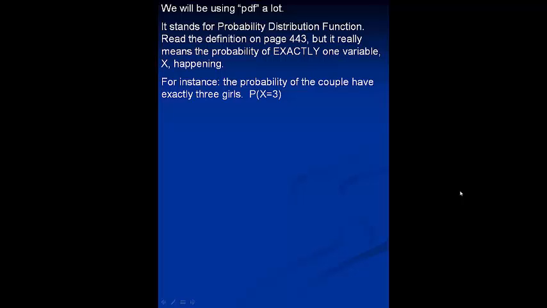Almost always, not always, but almost always, you'll see the word "exactly" in there. So, for instance, the probability that the couple would have exactly 3 girls. And notice how the symbolism looks in this particular presentation. You have the probability, parentheses, X equals 3. So the event in this particular case was having 3 girls.